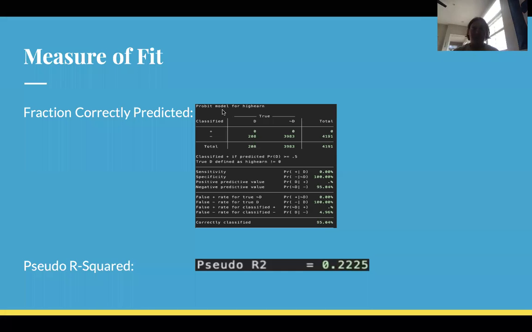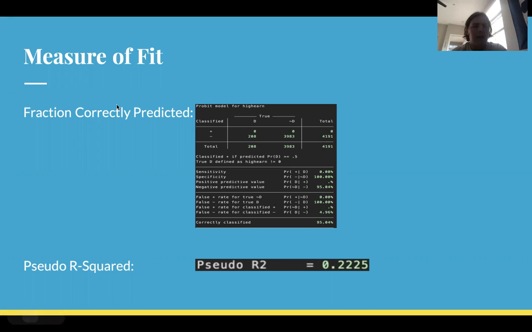So moving on to measures of fit for probit models, there's only two. Rather than having an adjusted r squared, we have pseudo r squared. The pseudo r squared here is 0.225, which is actually 22%. That means that the variables account for 22.25 percent of the variance in the regression, which is slightly small.